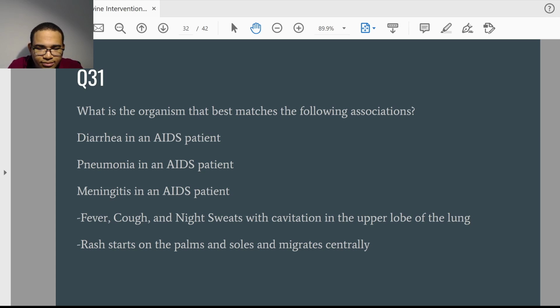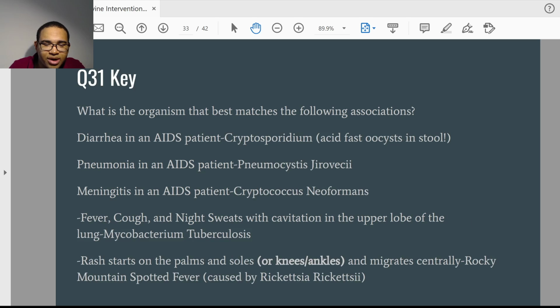Now, fever, cough, and night sweats with cavitation in the upper lobe of the lung. This is TB. That's easy. And then rash starts on the palms and soles and migrates centrally. That's Rocky Mountain spotted fever, right? From Rickettsia rickettsii. Okay, let's move on.